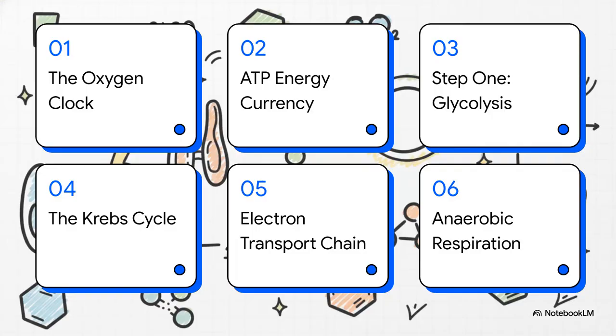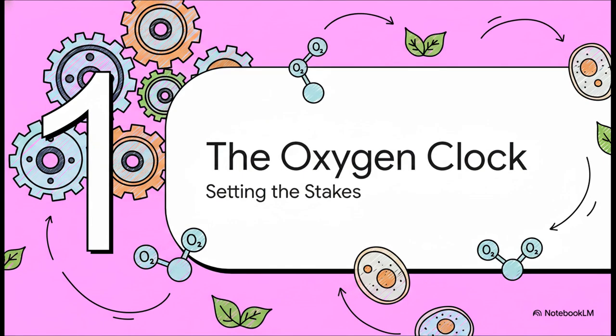To answer that, we're going to take a structured tour through the cellular currency factory. We'll be hitting the oxygen clock, ATP as the energy currency, step 1, which is glycolysis, the Krebs cycle, the electron transport chain, and finally, plan B, anaerobic respiration. All right, section 1, the oxygen clock, setting the stakes.